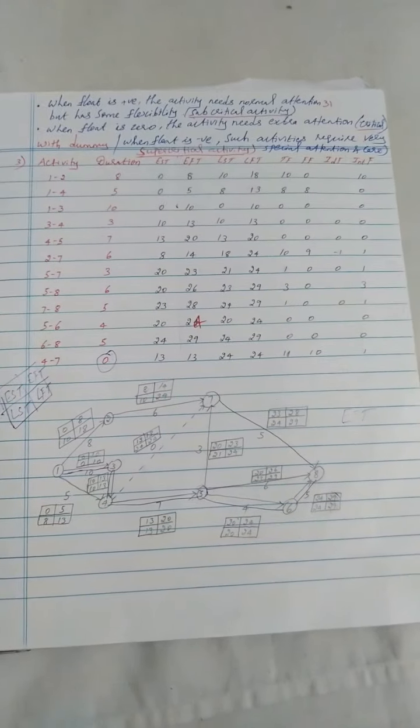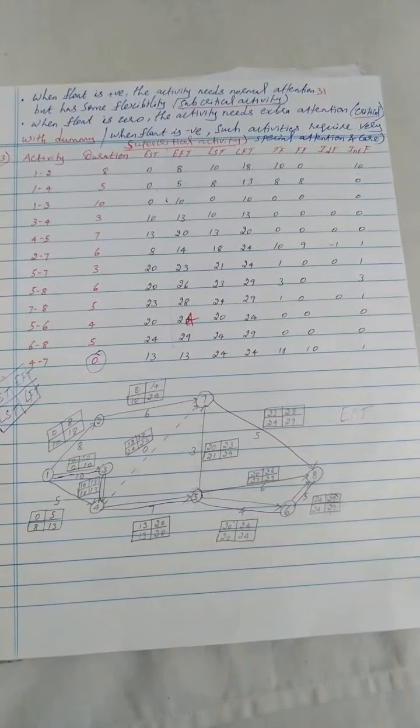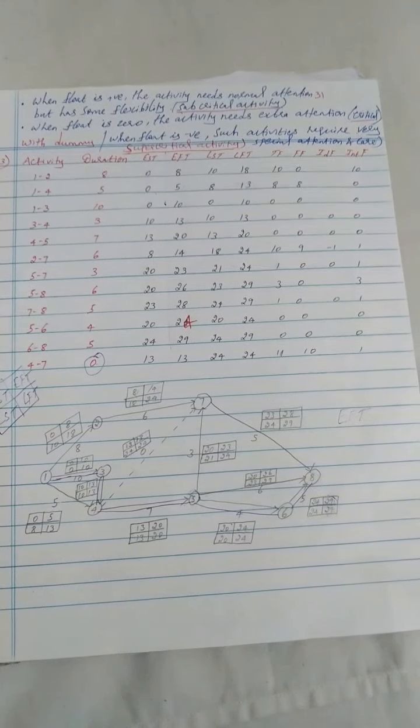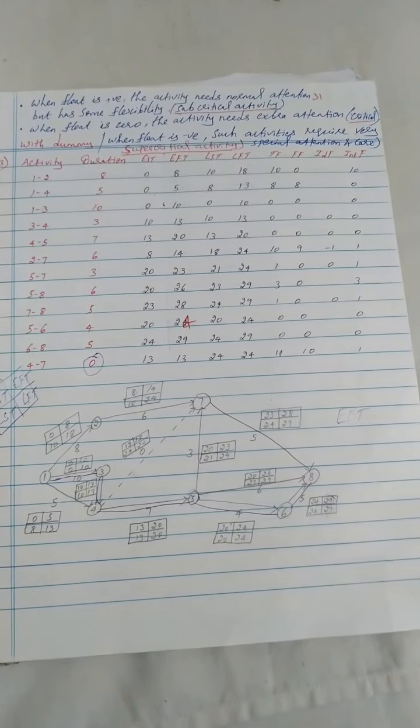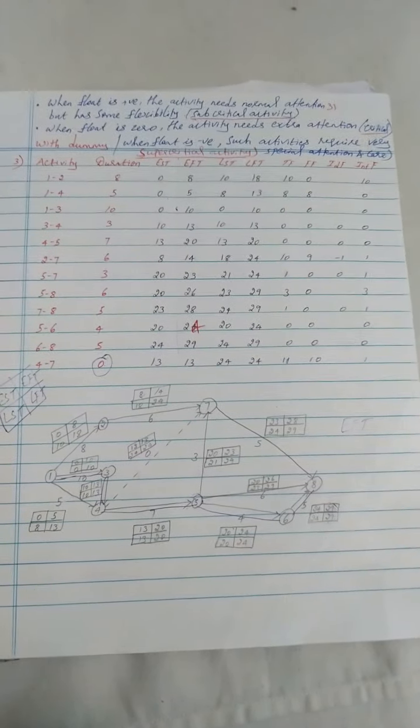So in continuation of the last video, with the help of EST, EFT, LST, LFT, I need to show how to find the total float, free float, independent float and interference float. So these floats I will explain in this video.